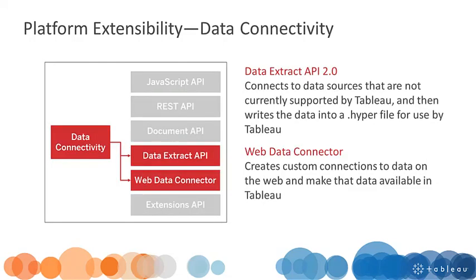For data connectivity, there are two great APIs that you can work with: the Data Extract API or the Web Data Connector. The Data Extract API will be helpful for connecting to data sources not currently supported by Tableau and pulling them down into Tableau extracts. The Web Data Connector allows you to create custom connections to data on the web.